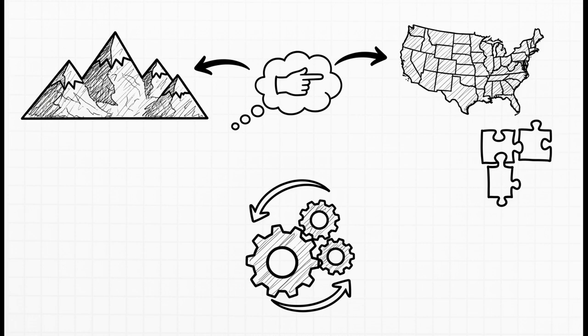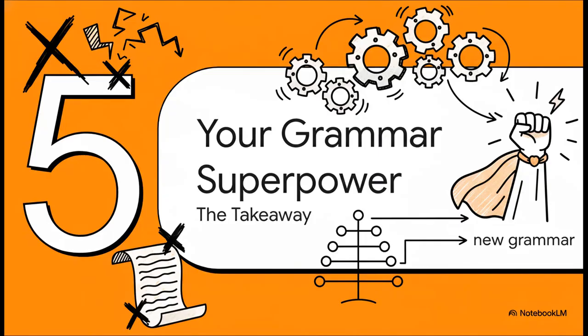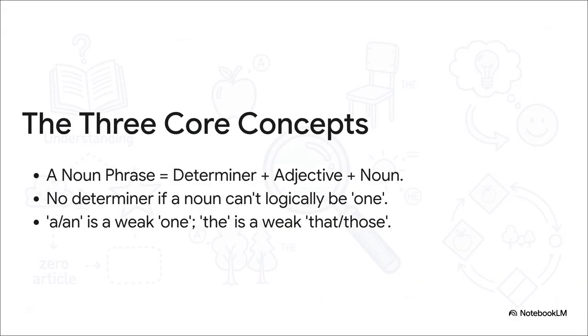No exceptions. So let's wrap this all up in our final section, number 6, your new grammar superpower. Seriously, you can forget the lists, you can forget the exceptions. What you have now is a simple, logical way to understand English articles correctly every single time. Let's just quickly recap the code. Number 1, noun phrases have that simple 3-part structure. Number 2, if you can't logically say one of something, you don't need a. And number 3, the big one. Just remember that a means one and the means that. That's really the core of the whole thing.